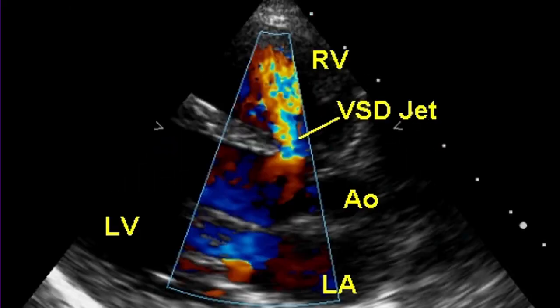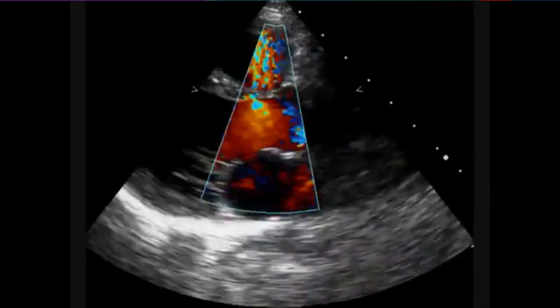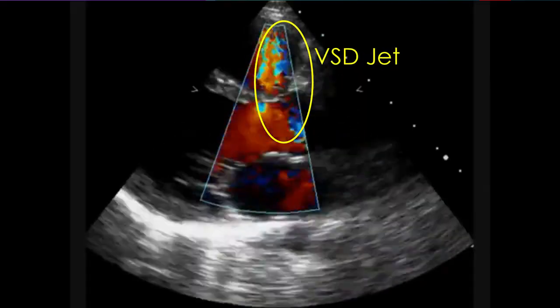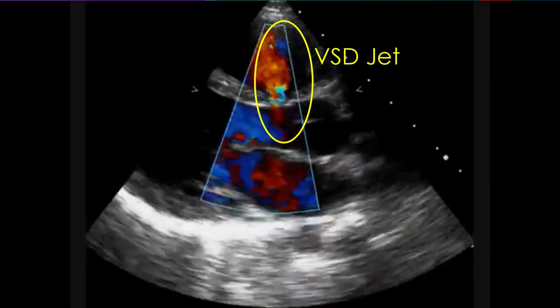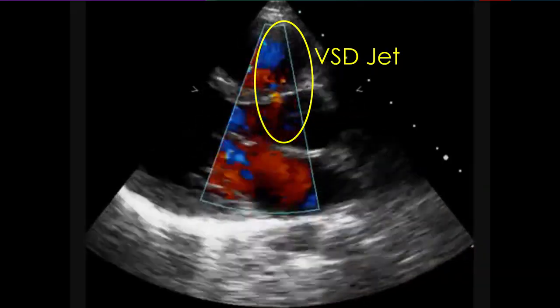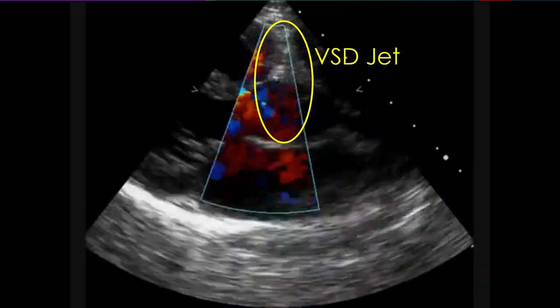Still frame from parasternal long axis view in perimembranous VSD, showing the color jet from the subaortic region of left ventricle to the right ventricle. Color sector in parasternal long axis view shows the mosaic multicolored VSD jet across the perimembranous VSD from the left ventricle to the right ventricle. It is a high velocity jet because VSD is restrictive. The neck of the jet almost corresponds to the size of the VSD.